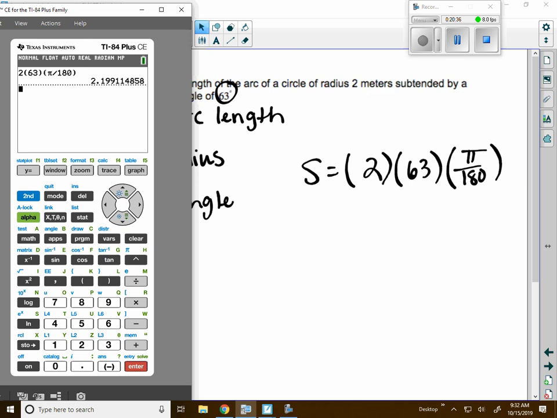Raise your hand if you did not get 2.1. You did not get that? I did it in my head though. So. Okay, if you sit in your calculator, you're doing it that way. Why? Okay, so let's go ahead and round to 2.2.